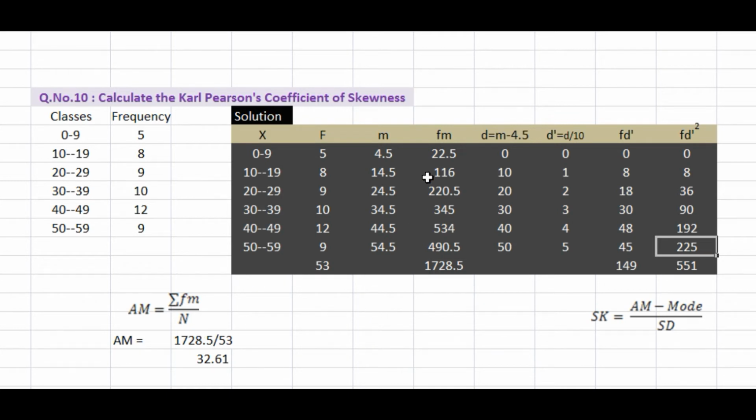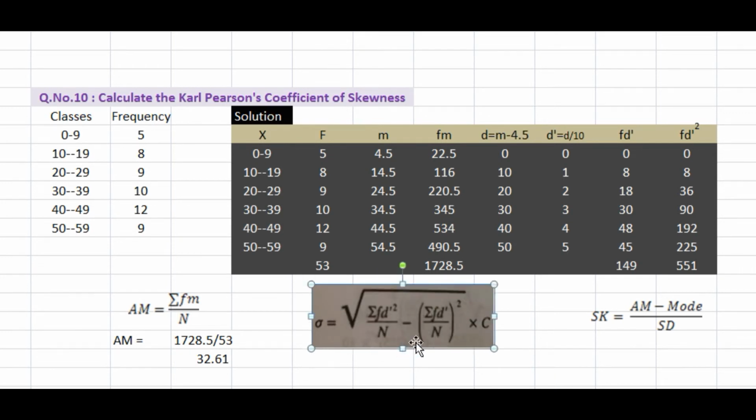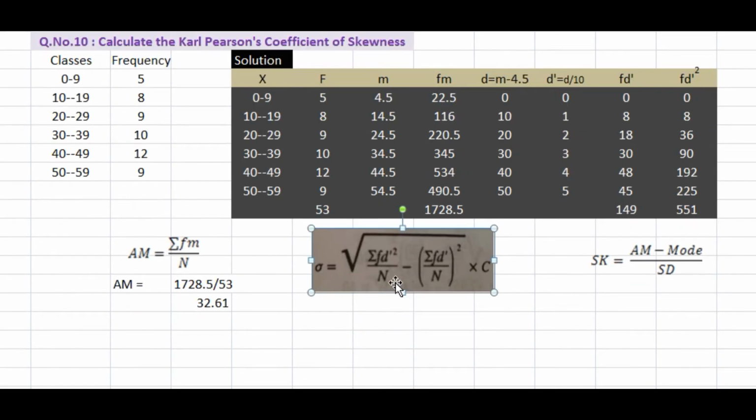Now apply the formula. I will apply the mean here now. The mean is completed. Now we need to apply the standard deviation. The standard deviation formula for a continuous series is this one. Then how to apply the standard deviation formula? I think it was like this.